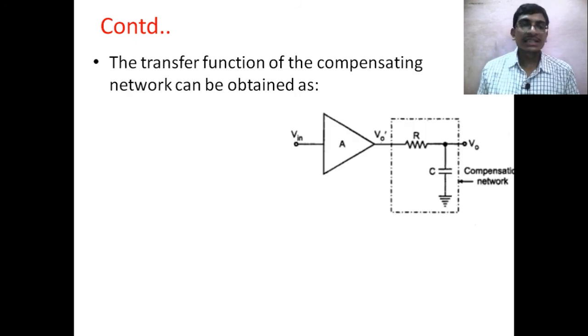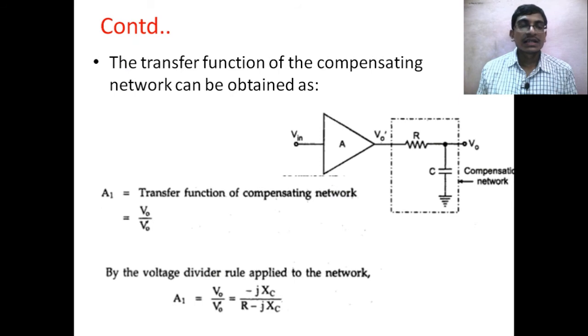Let us see, the transfer function of the compensating network can be obtained as follows. A1 is the transfer function of the compensation network, which is V0 divided by V0 dash. For this compensation network, V0 is the output voltage, V0 dash is the input voltage. Therefore, A1 will be the transfer function of this compensation network. I am talking about only this compensation network. So A1 is equal to V0 divided by V0 dash.